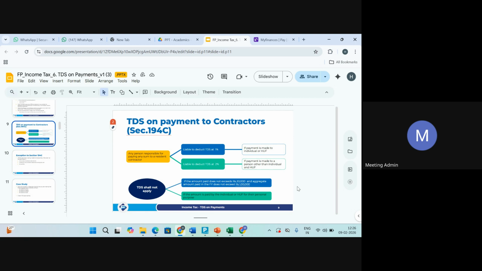If the amount is paid by an individual or an undivided family for personal purposes, or for any kind of small contract, or between two persons, like within a family, if they made any agreements, in that case also we are not going to pay TDS based on the contract. Is that clear?